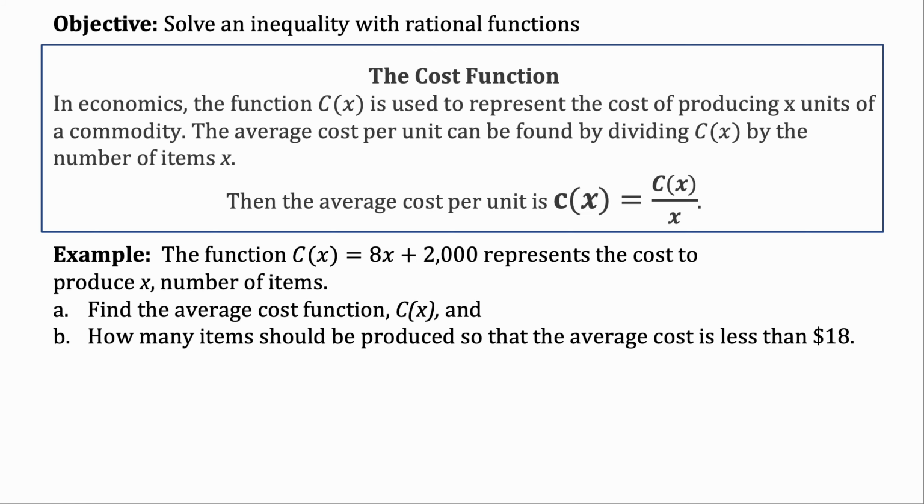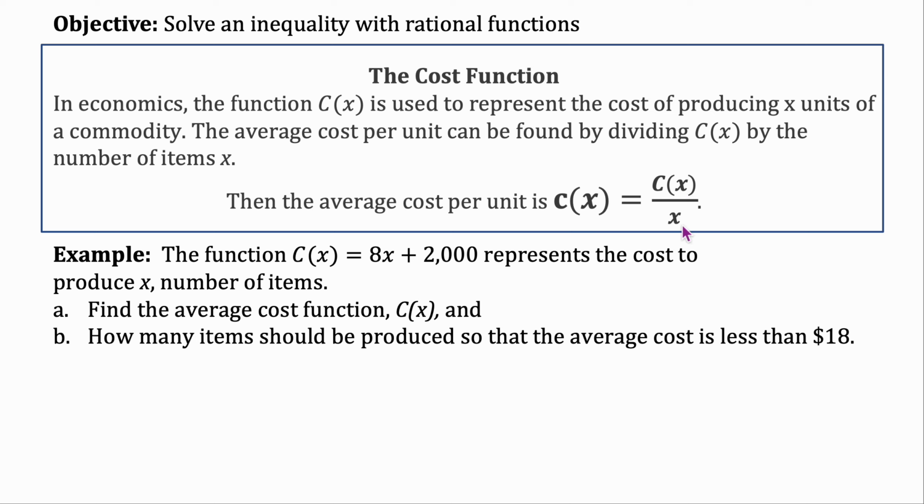Now let's look at an application. One application that uses this is the cost function. So if we have the cost function, the cost of producing X units of a commodity, we're going to denote that with this big C of X. And then we're going to need the average cost per unit. We're going to use little c notation for that one. And that's big C, or the cost function, divided by X.